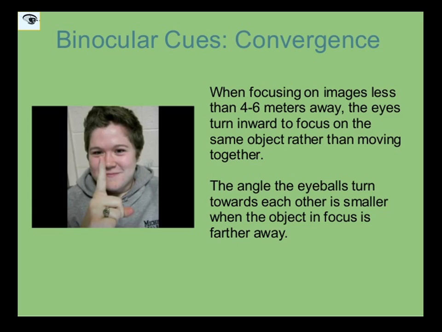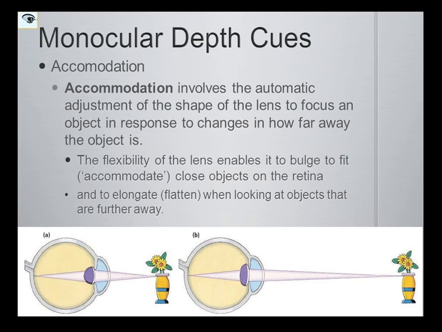Now, coming to the last one, which is accommodation. What is accommodation? Accommodation refers to a process by which we focus the image on the retina with the help of ciliary muscles. These ciliary muscles are responsible for changing the thickness of the lens of the eye. Sometimes the lens of the eye is going to flatten, and sometimes the lens of the eye is going to thicken.